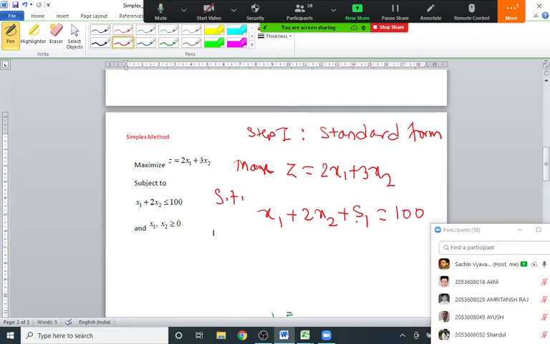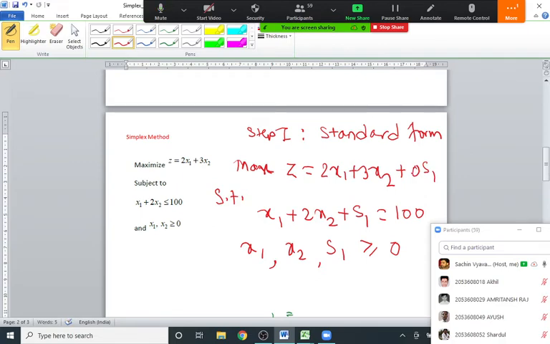And lastly, the non-negative restriction: all variables x1, x2, s1 are positive. They are only positive, and because of that it is possible that x1 plus 2x2 equals 100. One more thing we have to do is give a zero coefficient to this variable in the objective function. Why? Because we already know the value of z depends on x1 and x2 only from the given question, and it is not a function of s1, so we can give a zero coefficient to that variable in the objective function. This is the end of the standard form.